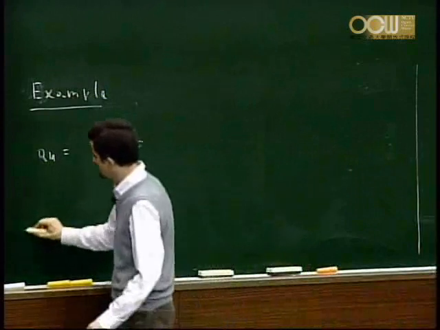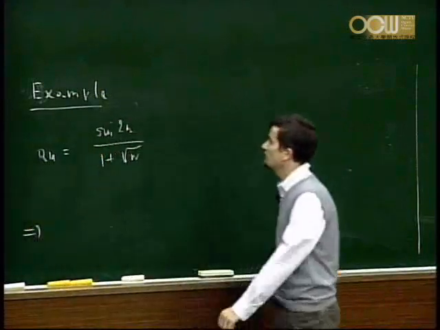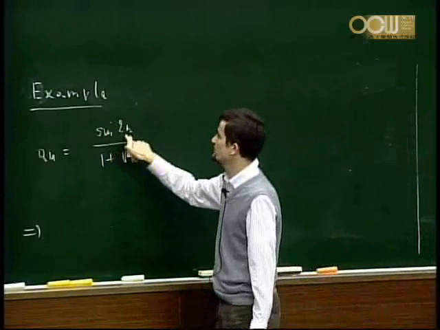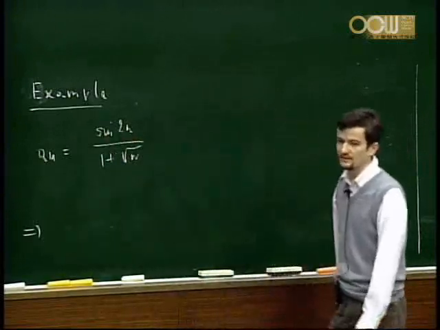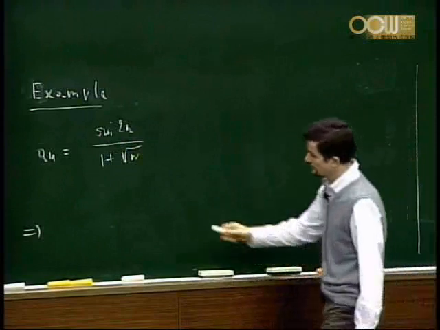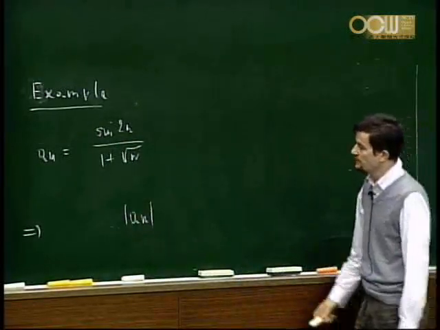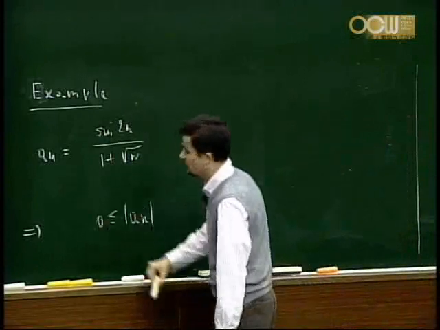Okay, so for this one, we will first, because you see that the numerator is given by the sine, so the sine is bounded by 1. So the obvious idea is to look at the absolute value of the sequence. Now the absolute value of the sequence is clearly larger or equal than 0.